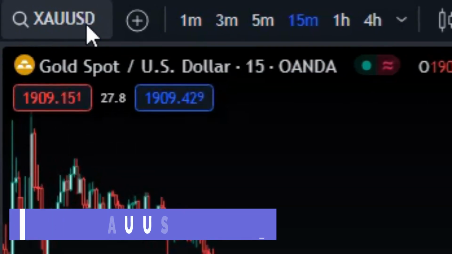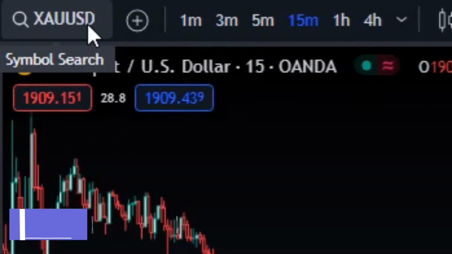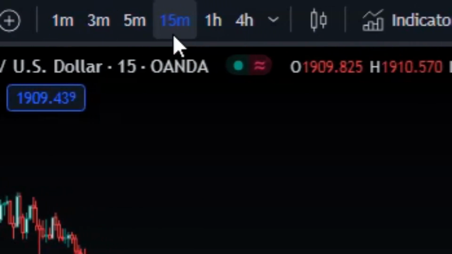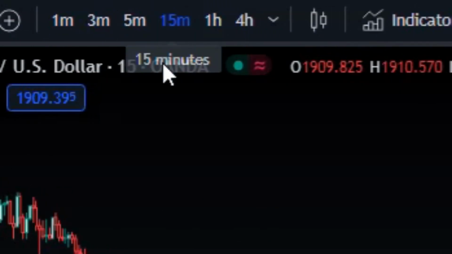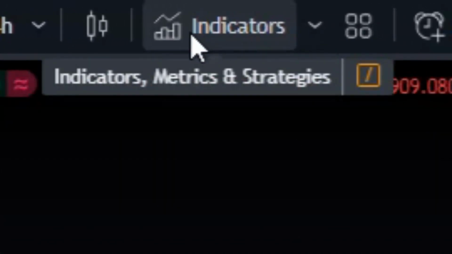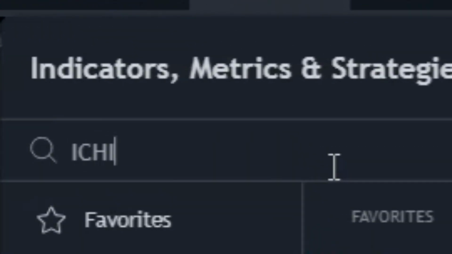Alright, so first you gotta open up the gold chart, then select the 15-minute time frame. But remember, this strategy can be used on pretty much any market. So first we're gonna add the Ichimoku All Signals indicator from the indicator section to the chart.